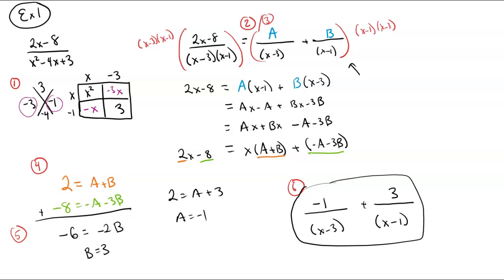You will always get an answer for A and B. If you don't, that means you did something wrong.